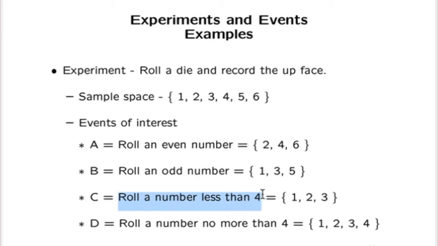We can think about rolling a number strictly less than 4, and so that would correspond to rolling either a 1, a 2, or a 3. And finally, we could think about rolling a number that is no more than 4. In other words, a number less than or equal to 4, and so that would correspond to rolling either a 1, 2, 3, or 4. And we'll call this event D.